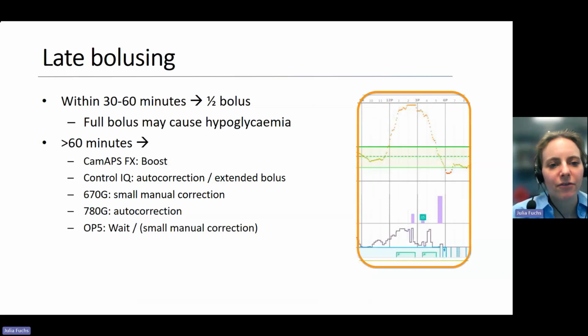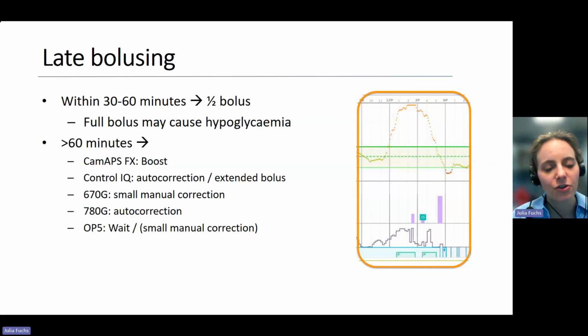Thinking about late bolusing for all the systems. In general, I would suggest that if they remember within 30 to 60 minutes of eating, giving about 50% of the bolus, because by that point, the full bolus may well cause a hypo, because the algorithm will have already increased insulin delivery. And if it's more than 60 minutes, it depends a little bit on the system. So in CAM-APS, you could use Boost. In Control IQ, it may well be that the system deals with it through an autocorrection. You could put on an extended bolus, which might be safer than giving a manual correction because you could stop it when glucose starts coming down.